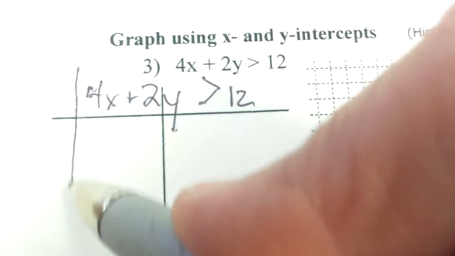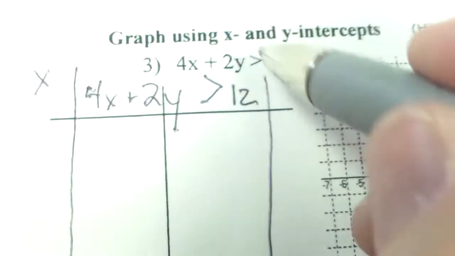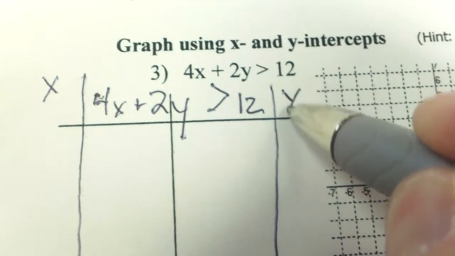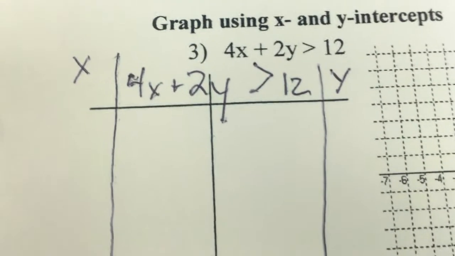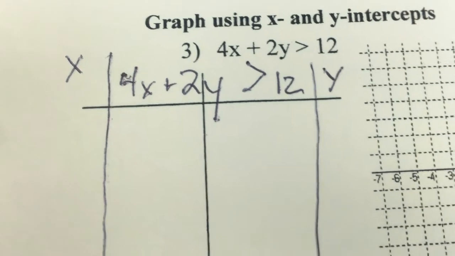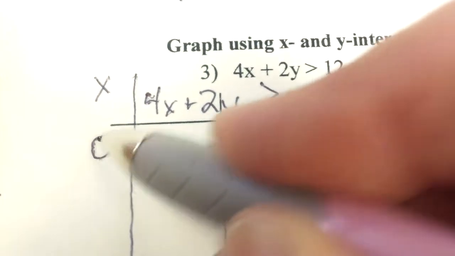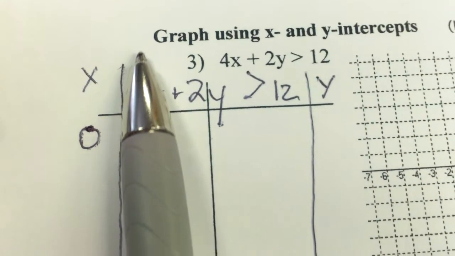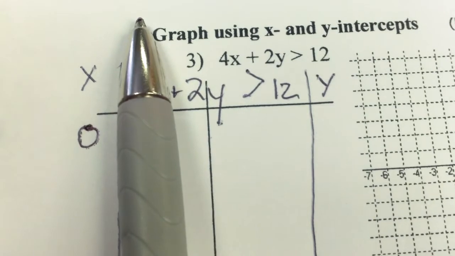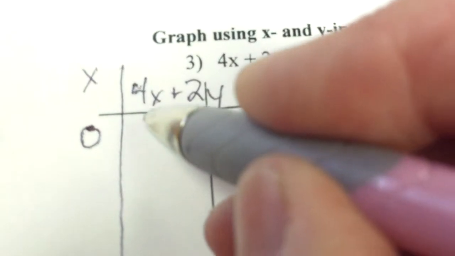And I'm going to find the x and y intercepts. Now when it's an inequality, the only time that matters is when you're determining if your line is broken or solid, and when you're determining if it's going to be shaded above or below the line. So if we make x 0 to find our y-intercept, then that's going to be 4 times 0, which is just 0. So we're left with 2y is greater than 12.